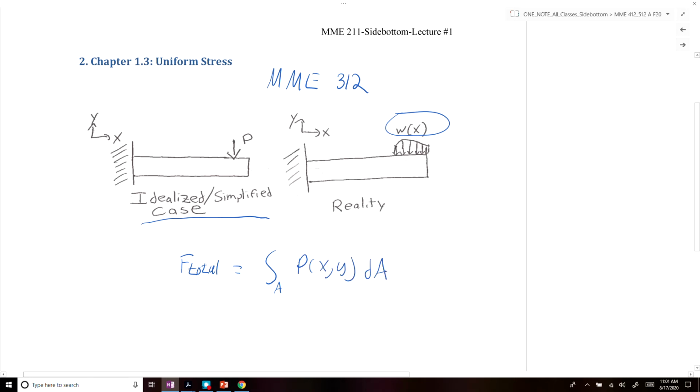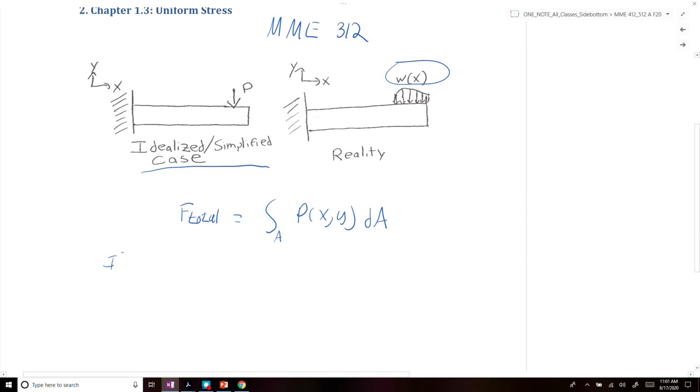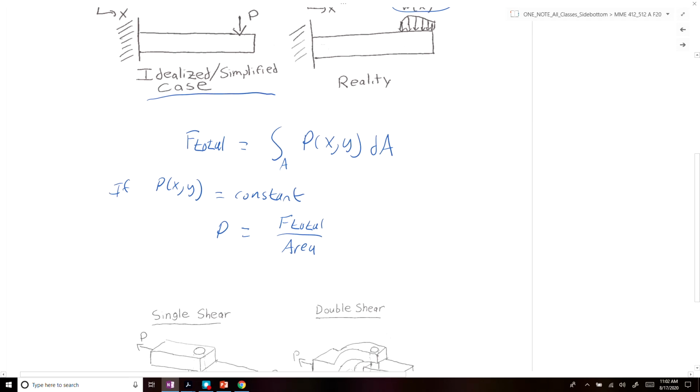If that pressure, P of xy, is a constant, we can bring it out, and then we just integrate it over the area. So what we end up getting is that our pressure is equal to the total force divided by the area. So we can use this for simple cases. The simplest form of stress we define is going to be equal to pressure, or it's a normal stress.